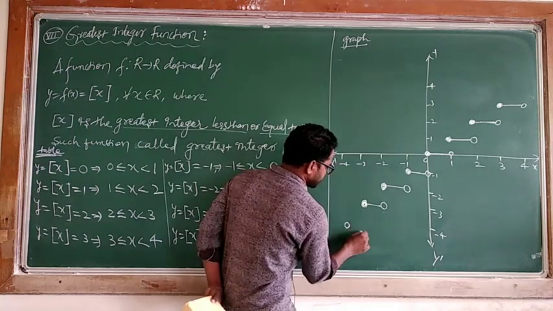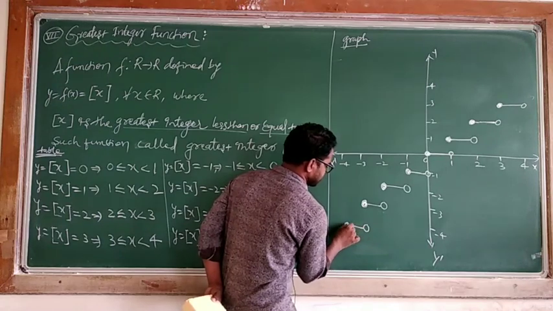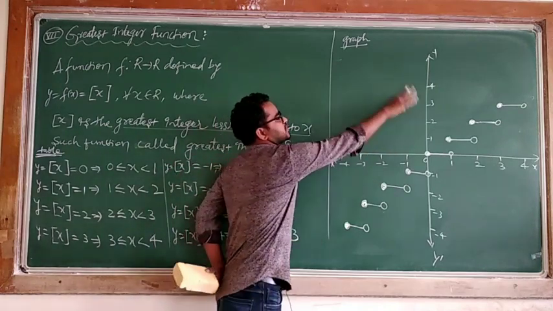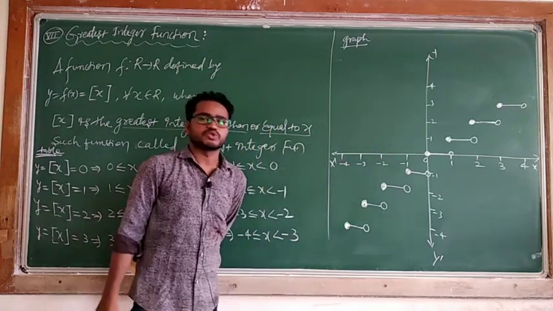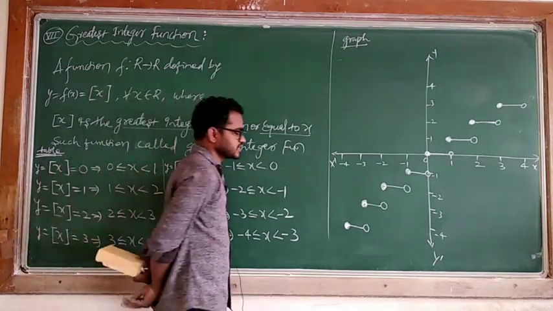Joining this, this is the graph of this function. It looks like steps, so we can also call it a step function. The greatest integer function is also called the step function.